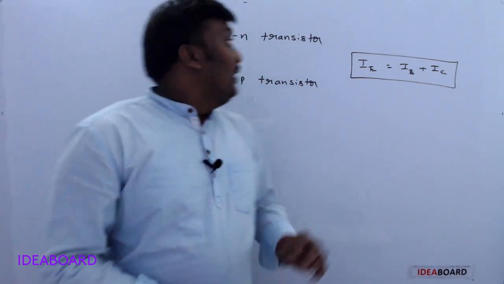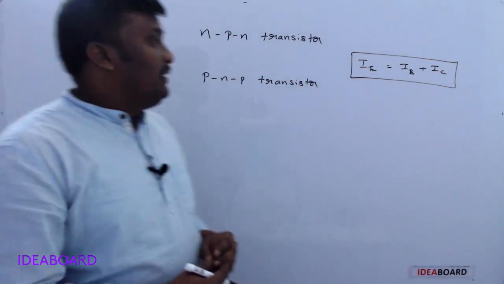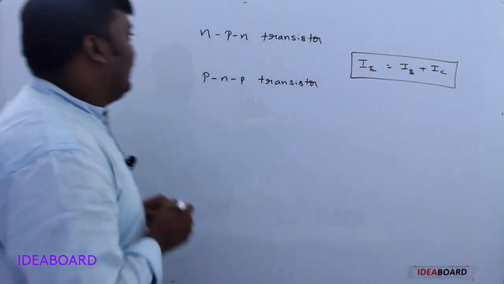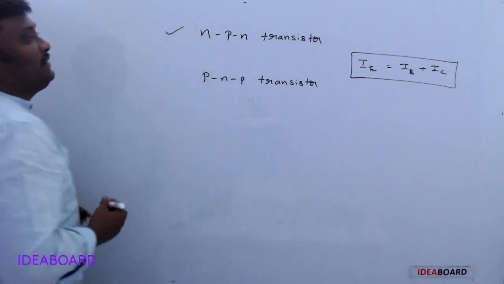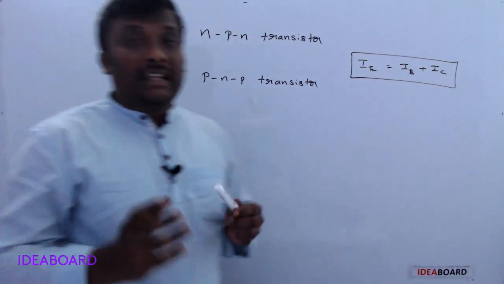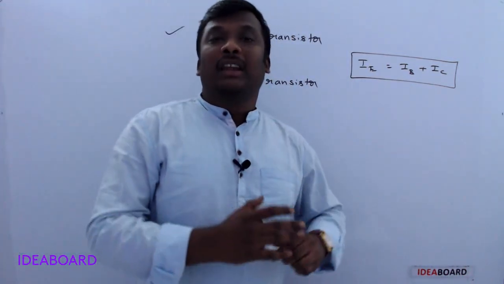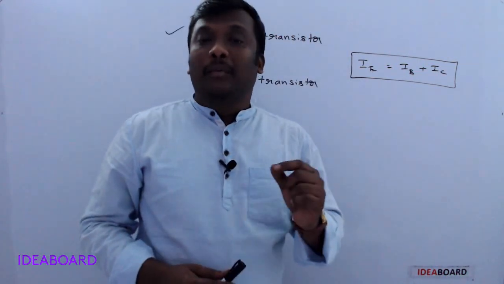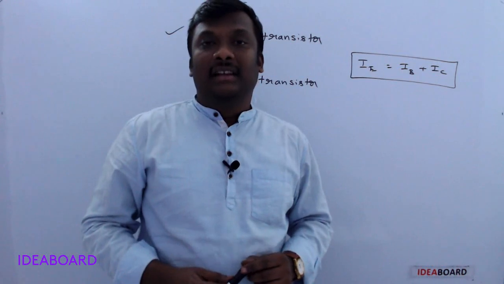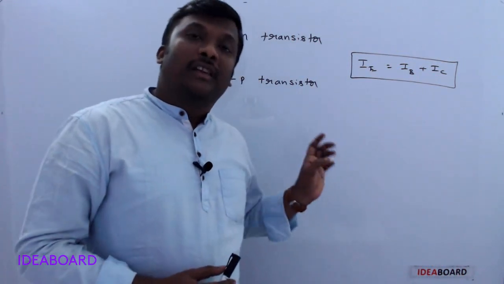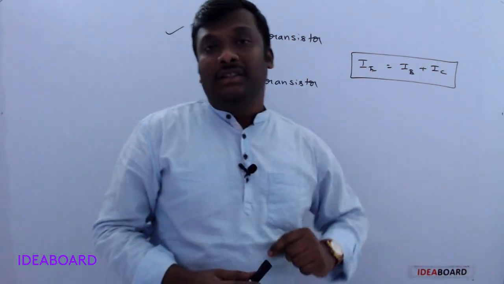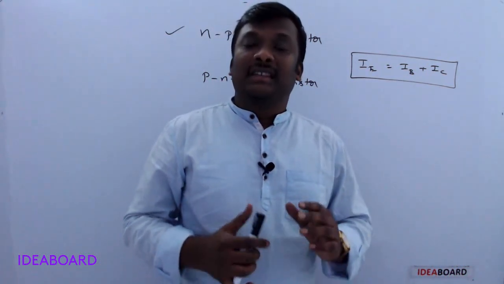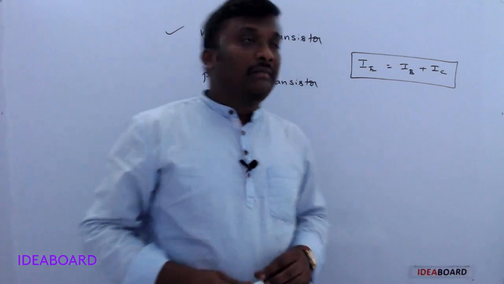Understand? Now, out of these two transistors, which one is commonly used? That is the NPN transistor. In circuits, we commonly use NPN transistors because the mobility of electrons is more than the mobility of holes. Due to that reason, we generally prefer NPN transistors in circuits.